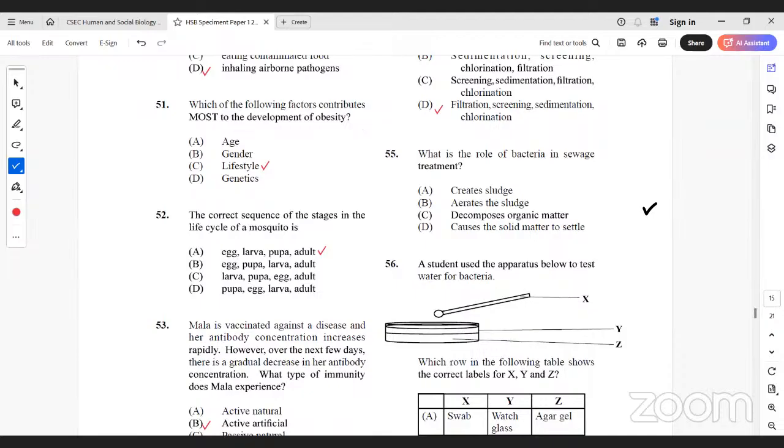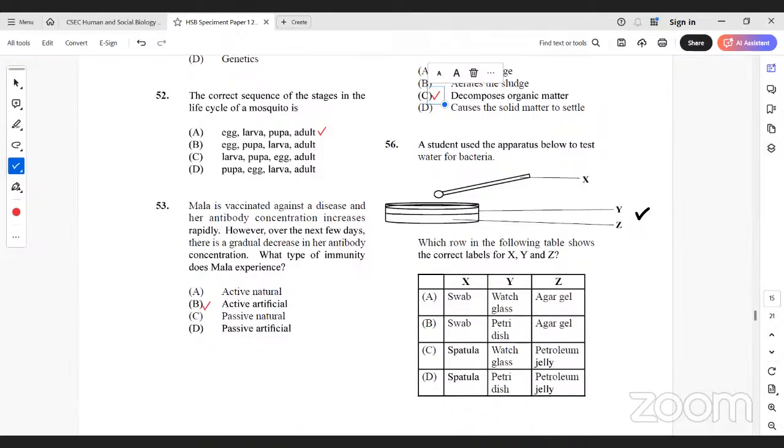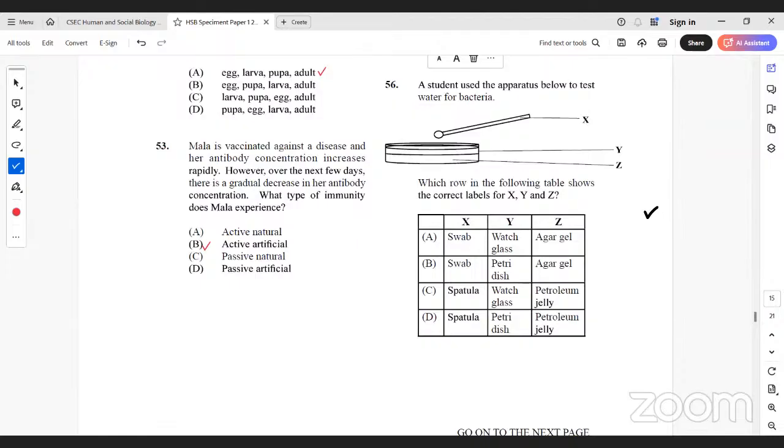All right, 55. What is the role of bacteria in sewage treatment? You want bacteria. Bacteria is alive. They help you break down and decompose any organic matter. You need to feed the bacteria oxygen and everything. Because it's living, it has to respire. You want to make sure your bacteria is healthy to decompose any organic matter that should be present. So 55 is C. Nice. 56.